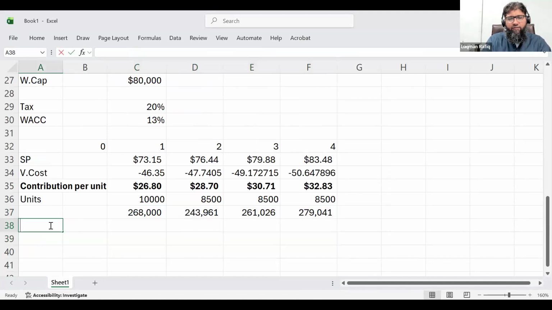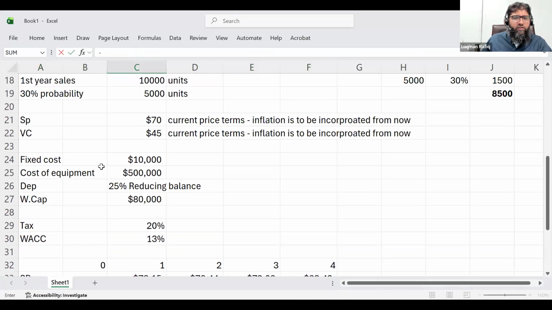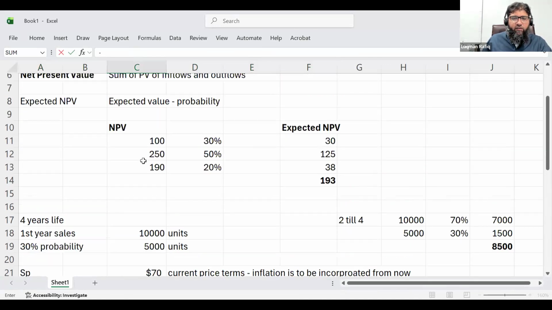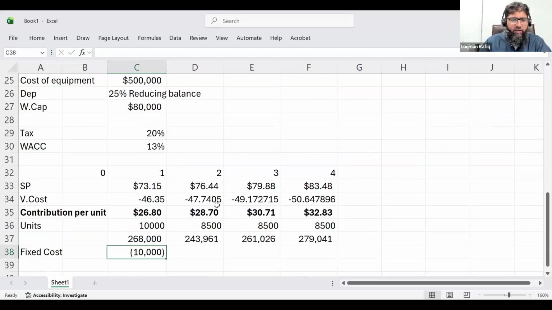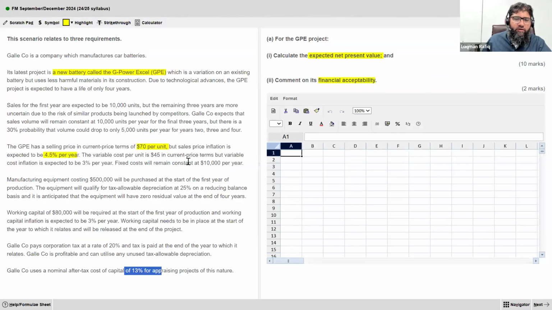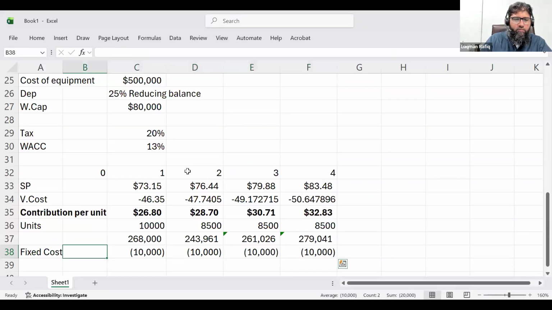Right now, what do we have? We have a fixed cost over here. How much is the fixed cost going to be? We have a fixed cost of 10,000 and it doesn't change. Is there an inflation mentioned about the fixed cost? It will remain constant. So when it remains constant, this is what it is going to be. This is what the fixed cost is going to be.